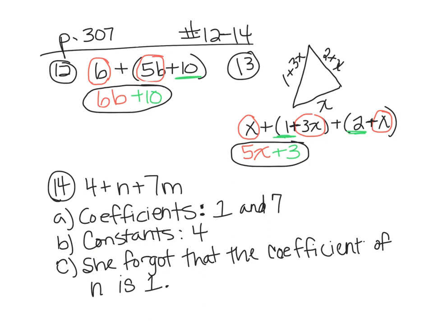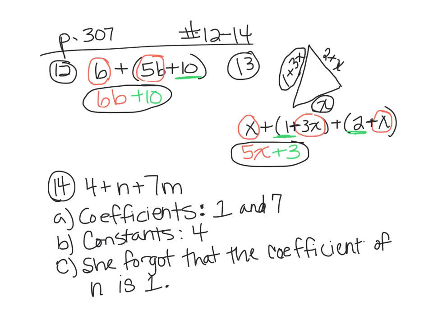You can see that here. And then it says another side is 1 more than 3 times that bottom side. So 1 more than means to add 1. 3 times the bottom side would be 3x. So 1 plus 3x represents another side.